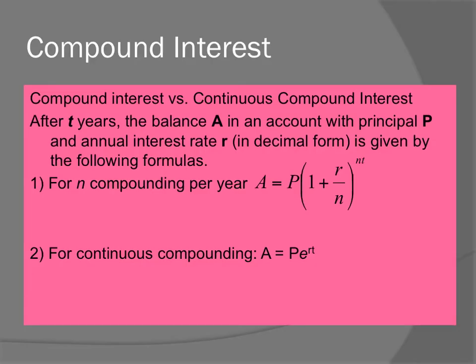All right, last thing in this section is interest. So this is some application on exponential functions, okay? Compound interest versus continuous compound interest after t years, so t stands for time. The balance A, which is the amount of money that's actually in the account, with a principal P, P is how much you put into the account, and an annual interest R, which is in decimal form. So usually they'll tell you something's earning 2.5%. That means I have to take that percent and convert it into decimal.